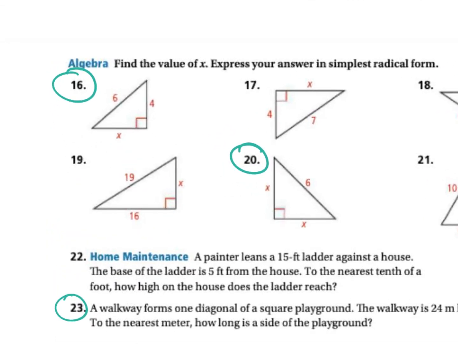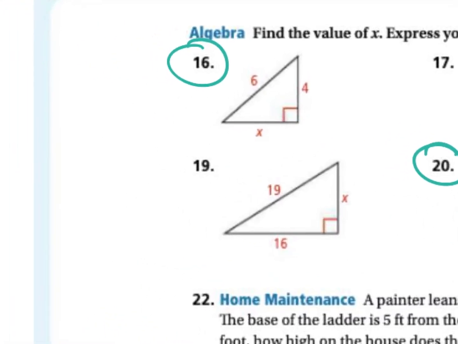Okay, find the value of x in simplest radical form. So in this one, x represents what variable in the Pythagorean theorem? A or B. Right, it cannot be C because this has to be C. Hypotenuse is always C. So this is going to be x squared plus 4 squared equals 6 squared, or you can do 4 squared plus x squared equals 6 squared. So take away 4 squared, and you get x squared equals 36 minus 16, so 20.